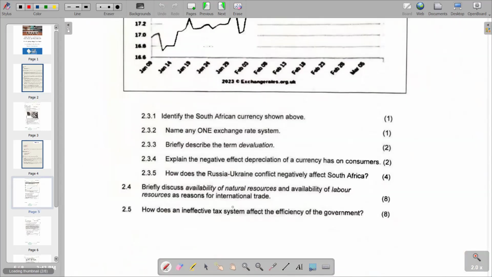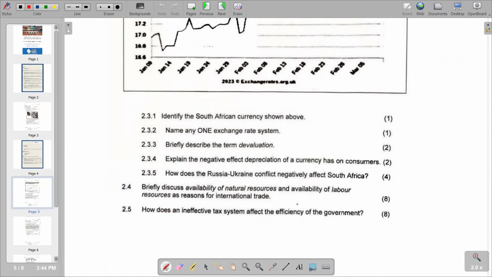Then moving on to 2.5, how does an ineffective tax system affect the efficiency of the government? An ineffective tax system is a tax system that is leaking, meaning the total amount of revenue that is supposed to be collected through taxation is not being collected.